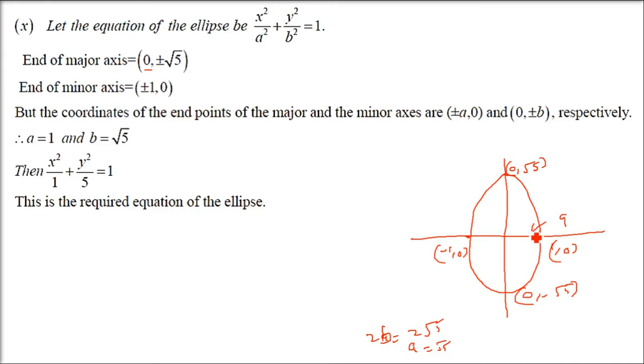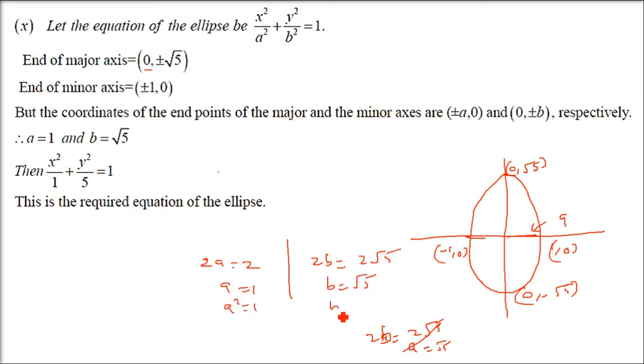2b is going to be 2 root 5. I hope you got the idea. Horizontal or vertical, it doesn't matter. Always a will be on the x-axis, and always b will be on the y-axis. So now 2a is going to be 1 plus 1, that is 2. This is 1 and 1, so it's 2, a is 1. How about the y-axis? It's root 5, so 2b is equal to 2 root 5. So b is going to be equal to root 5.